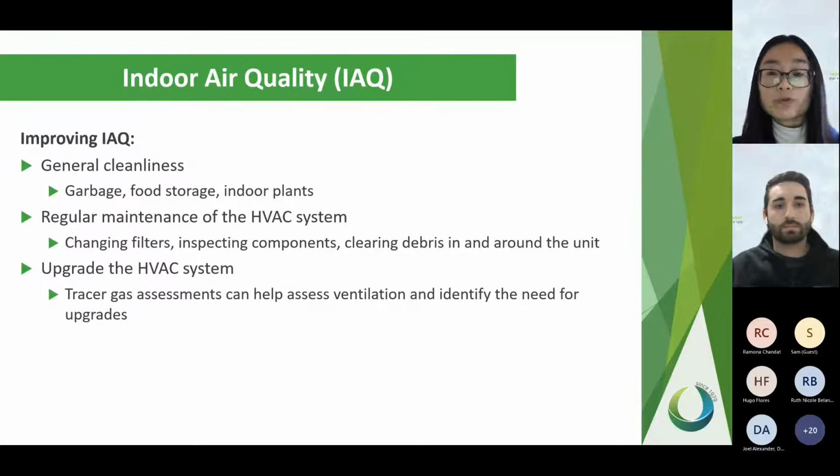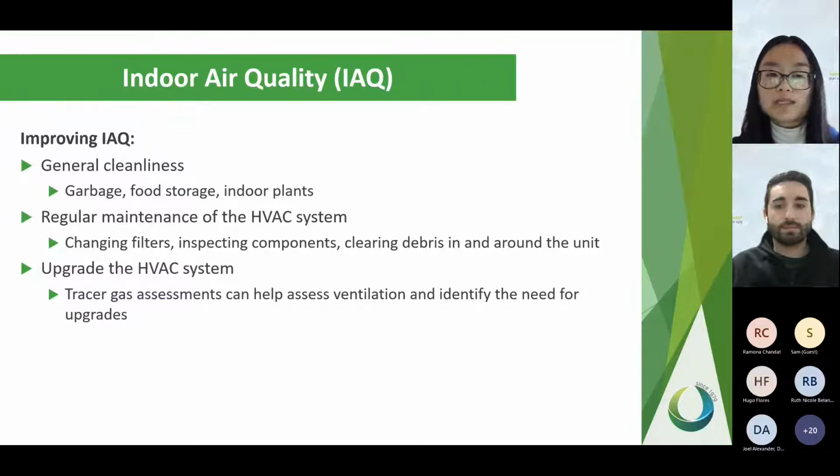In terms of how to improve indoor air quality, one of the things we can do is just to maintain general cleanliness. So making sure that we remove garbage frequently, storing food properly, as well as cleaning out the fridge regularly so that we don't have months-old food in the back of the fridge, as well as maintaining the indoor plants. So if you do have plants in your office, perhaps making sure that they're not overwatered, for example, and that they're generally healthy. And this can reduce the amount of pollutants that they release.